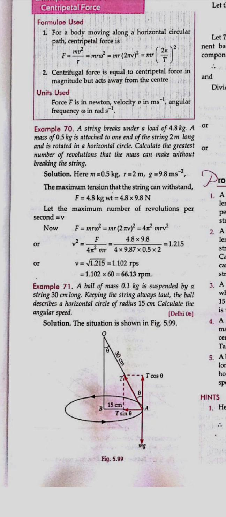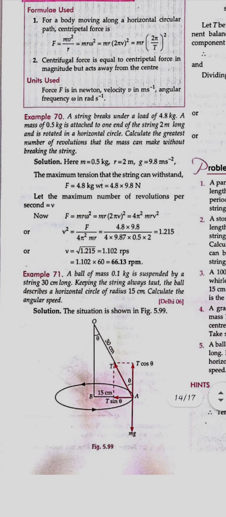We have to find the angular speed. The force is given by mg, that is 0.1 into 9.8, or into 10. The string's length and the radius are also given, 15, so the force is m omega square r. From there we can find omega square, so omega will be equal to under root f upon mr. The mass is given, the radius is given, and the force we can find by mg.